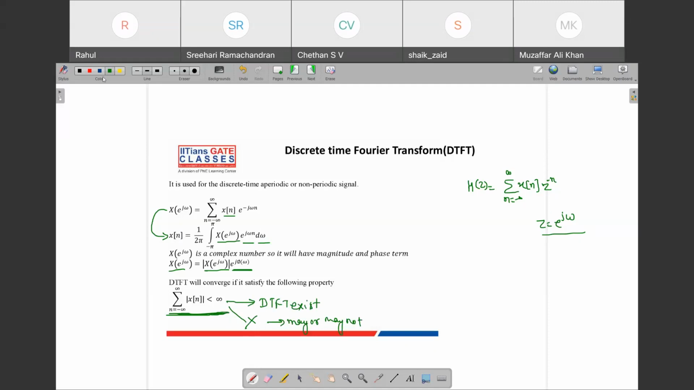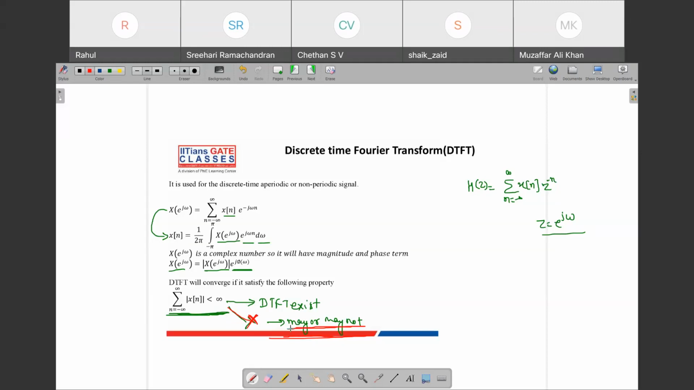So when this is not true, generally people make the opposite assumption, that there is no existence of the DTFT, but that is not true. If this is the case, then it may or may not be there.